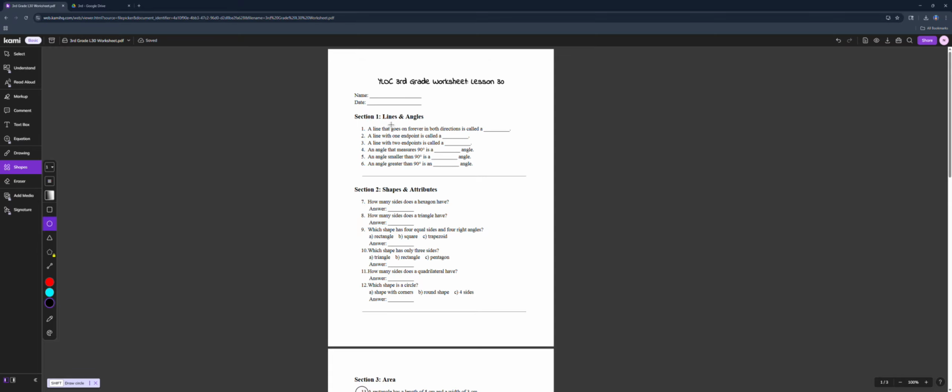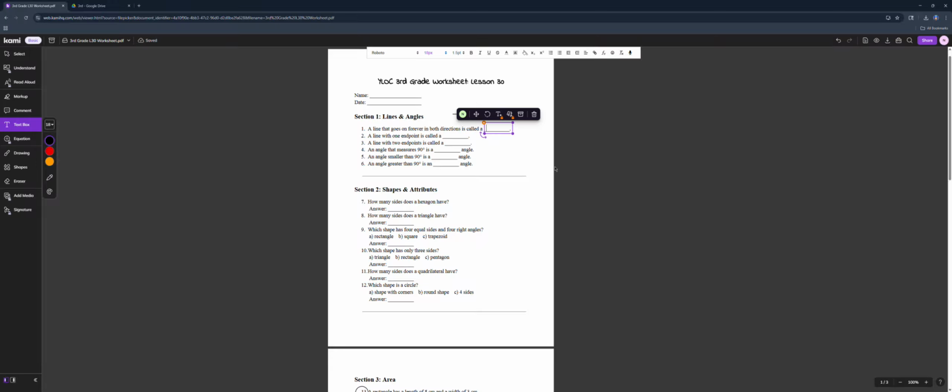So for section 1, it's on lines and angles. Number 1, a line that goes on forever and forever in both directions is called, that would just look like this. It's actually just called a line. A line that goes in both directions is just called a line.